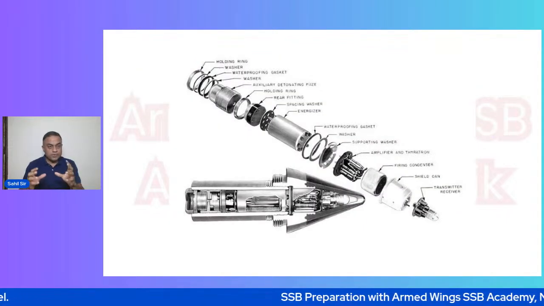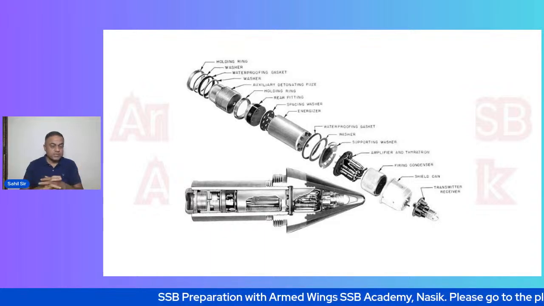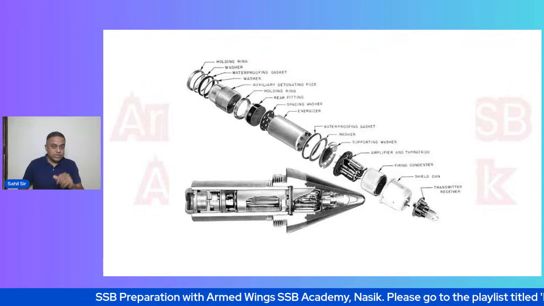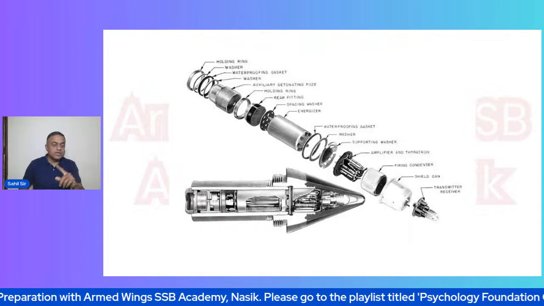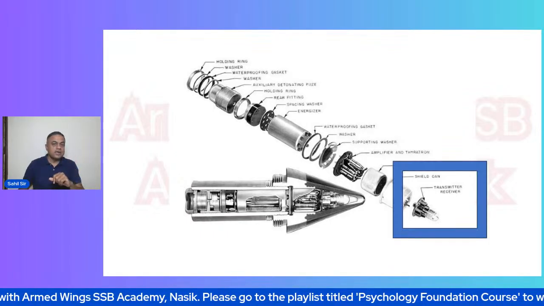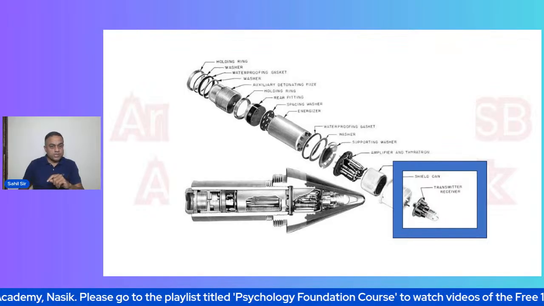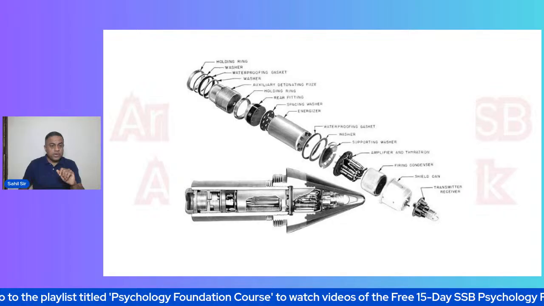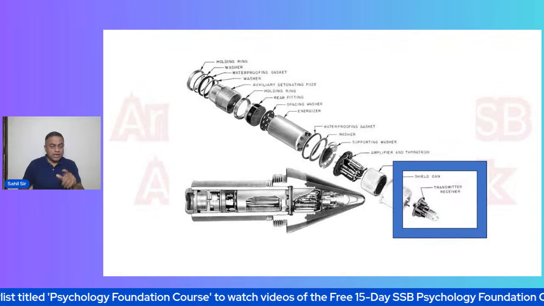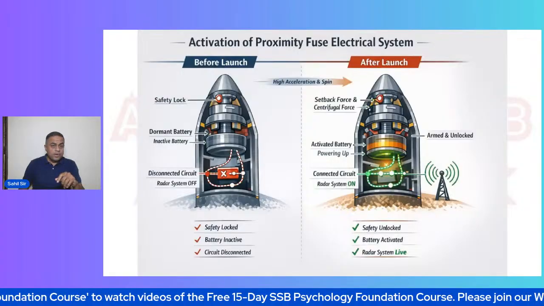Now, this is where you are able to see all the components of a proximity fuse. You'll not be able to read everything because it's very small, but I'll help you understand where the transmitter and receiver, the miniature radar, is fitted, and it is towards the tip of the entire system. Now here, I'll just highlight it once again. You'll be able to see this is the transmitter and receiver.